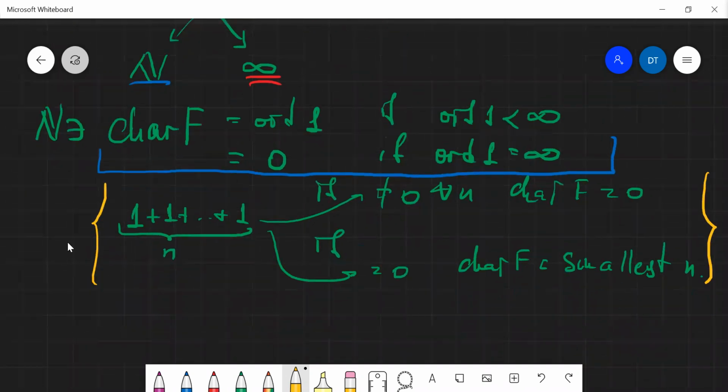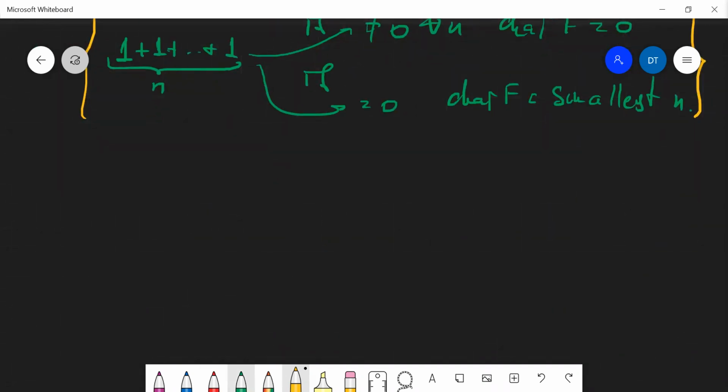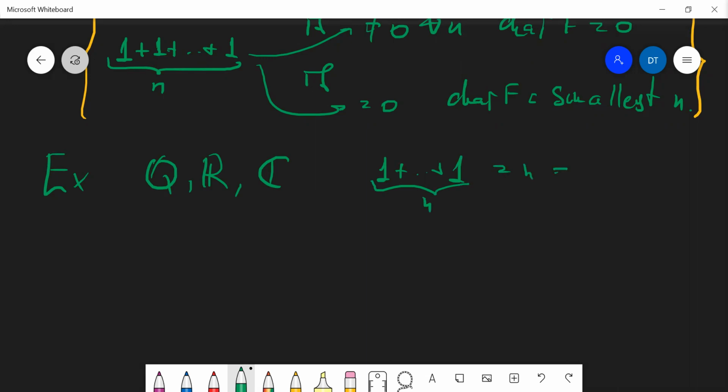But just in case, we have several examples of fields. Let me show you what the characteristic looks like there. An example: if you take Q, the rational numbers, or R, the real numbers, or C, the complex numbers, and you add the element 1 several times, you will never get 0 if n is strictly greater than 0. So the characteristic of all of these fields is 0, just by definition.